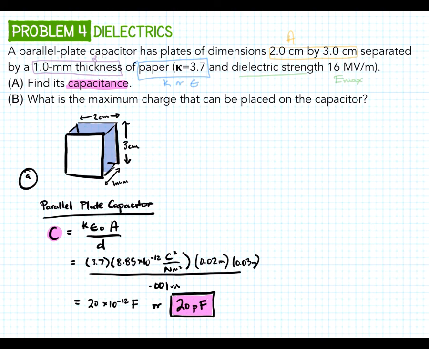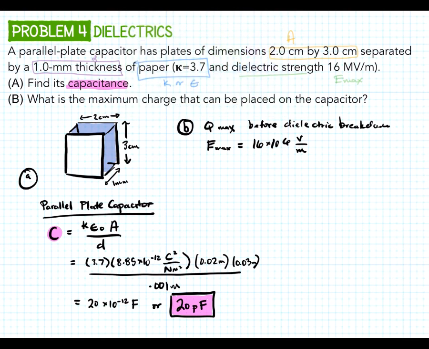All right. Part B takes a little bit more thought because we want to find out what the maximum charge is that can be placed on our capacitor before what happens? Well, Qmax before dielectric breakdown. We know dielectric breakdown happens at Emax, which is the dielectric strength of 16 times 10 to the 6th, that's megavolts per meter. So remember, that is our Emax. And this is what dielectric strength means.